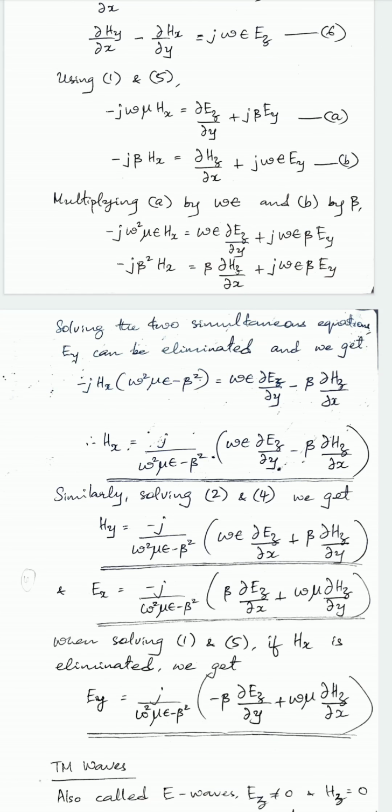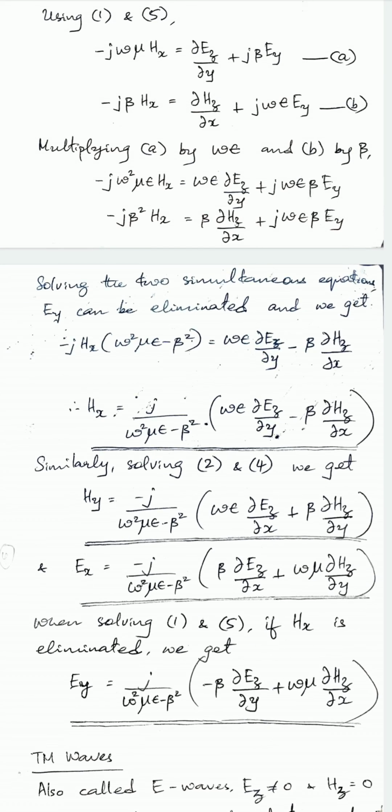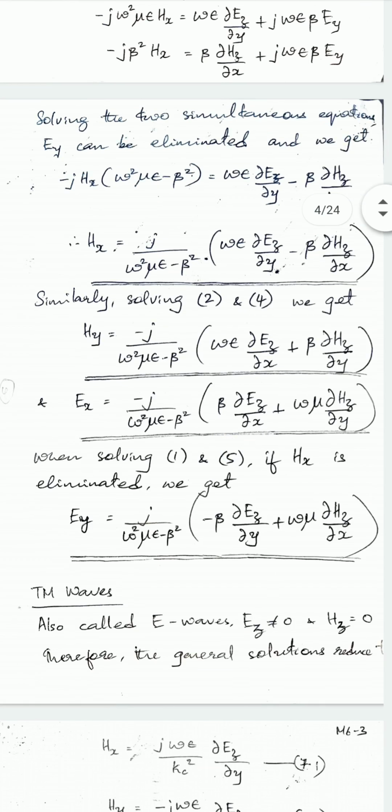You can convert all the equations in terms of Ez and Hz, so you will get this Hx expression. Similarly, you can use equations 2 and 4 to find Hy, and solving 1 and 2 with Hx eliminated, we get Ey. So this way we can find all the expressions.